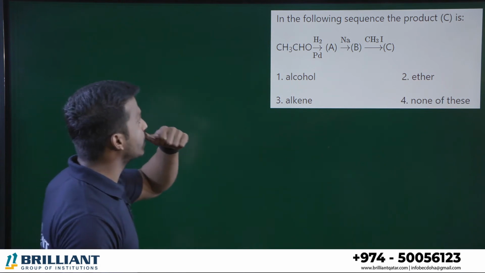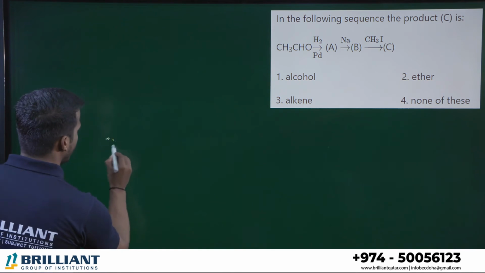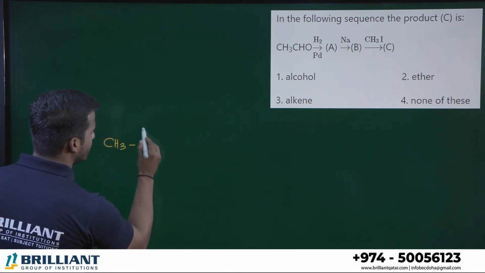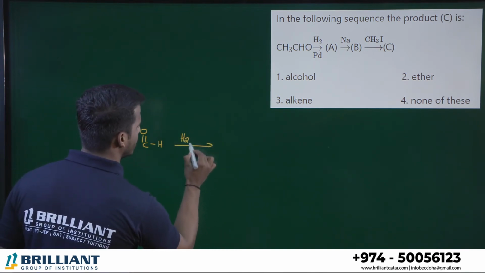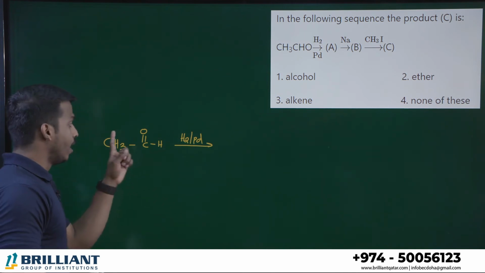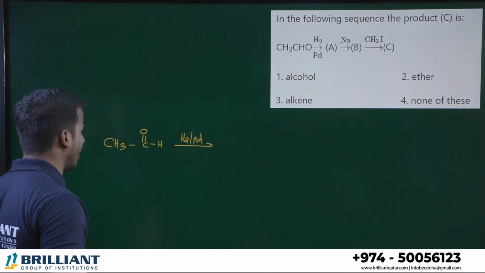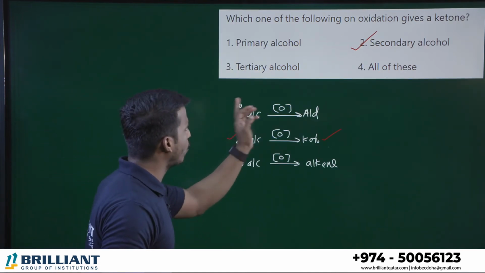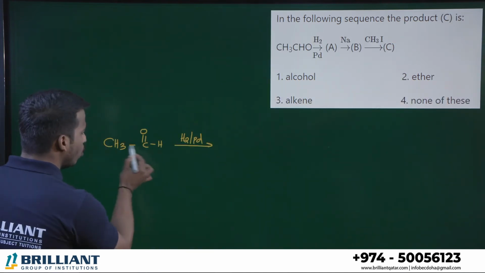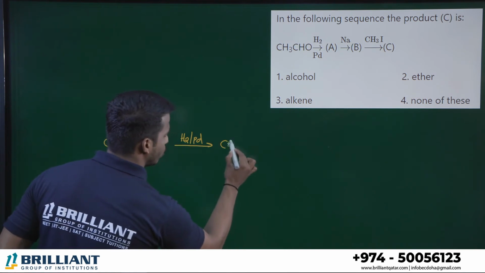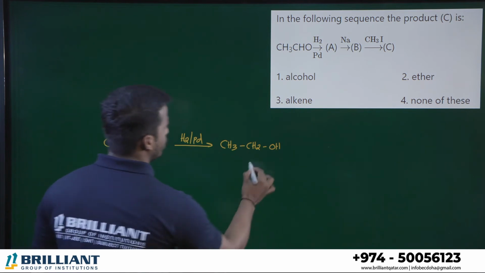In the following sequence of reactions, what is the final product C? Let's carry out. The starting material is given, CH3CHO. It is reacting with hydrogen in the presence of palladium, reduction. Aldehyde on reduction gives primary alcohol. Why? We studied primary alcohol on oxidation gives aldehyde. So aldehyde on reduction gives primary alcohol. This is a 2 carbon containing aldehyde. So what is the 2 carbon containing alcohol? Ethanol. This is your compound A.